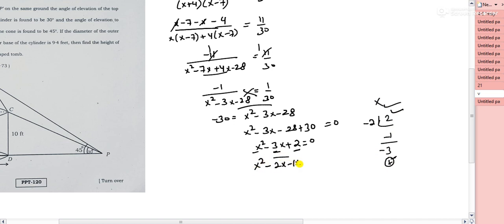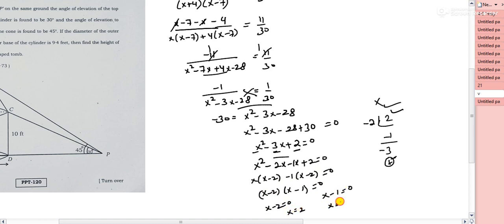Minus 1x plus 2 equals to 0. So take x common, you'll get x minus 2. Here minus 1 common, so you'll get x minus 2 again. So x minus 2, if you take out common, you'll get x minus 1. So therefore x minus 2 is 0 and x minus 1 is 0. So x is 2 and x is 1.